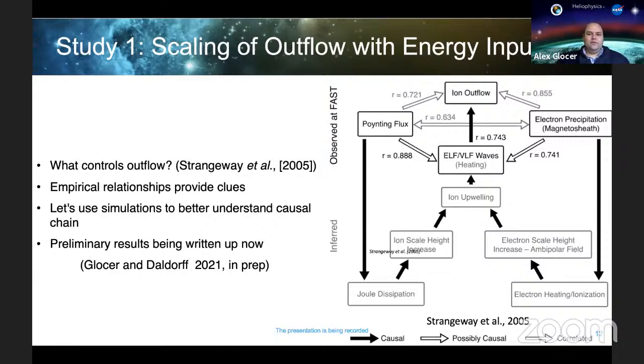And with both of those energy inputs, one electromagnetic energy input, another particle kinetic energy input, you see that there's pretty significant correlation between them. So the motivation here is to use the model to try and understand the causal relationships that underlie these correlations and get a better understanding. This is work I'm doing together with Lars Dahlgren, and we finished the work now. We're just trying to get the paper written up.